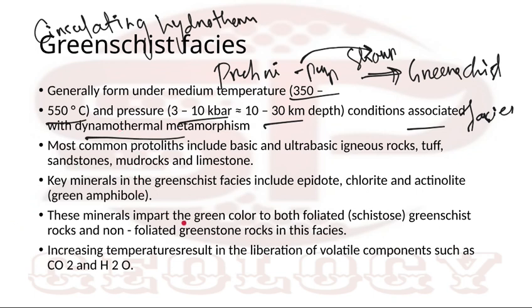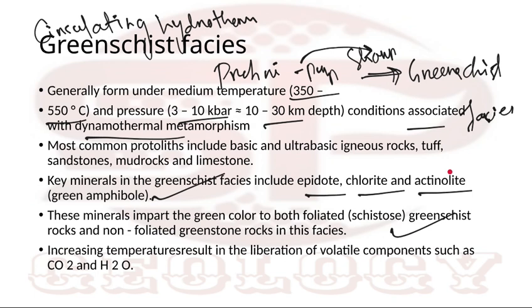So this is the greenschist facies. Key minerals of the greenschist facies include epidote, chlorite, actinolite, green amphiboles. Schistose structure is first formed here. You have to remember that schistose structure is first formed in the greenschist facies.